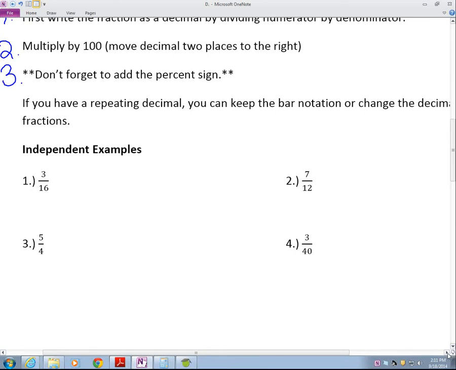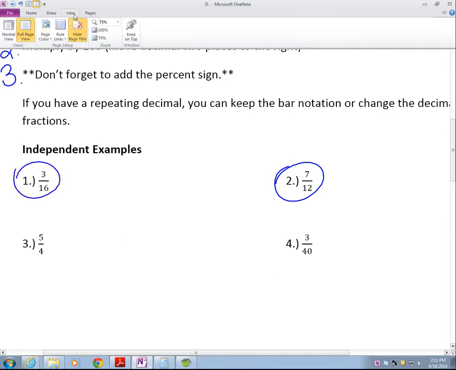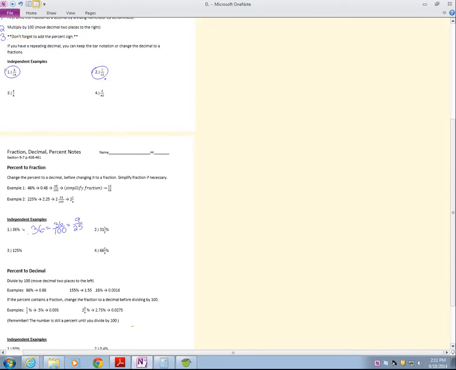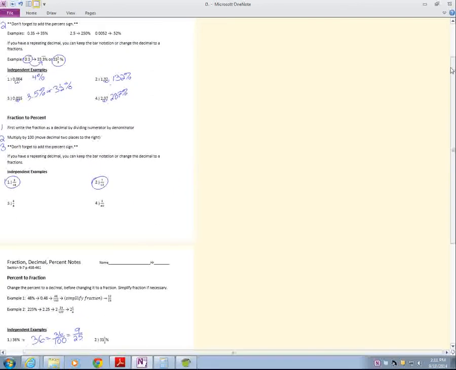Independent examples. Now, this guy is going to take a lot of space, and this guy is going to take a lot of space as well. So I would recommend you take number 1 and start right here. Then you take number 2 and you start, I don't know, around here maybe.